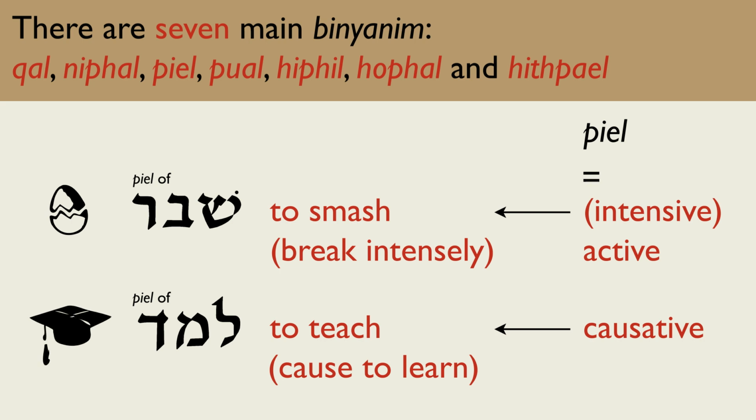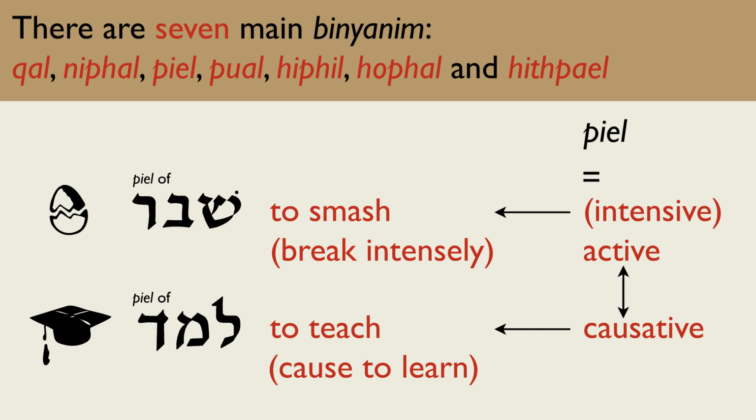These 2 meanings of the piel can be understood to be related to each other, since they are both linked to being keen to do an action. Someone who is keen to do something may do it in a more intense way. This is the intensive meaning. They may also try to convince others to do it. This is the causative meaning.